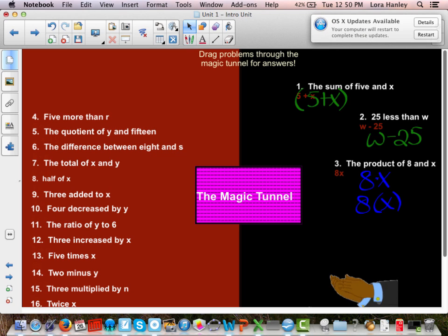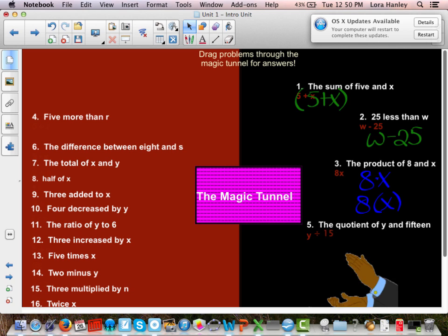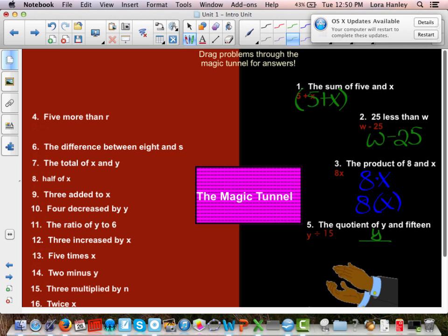The quotient of y and 15. So quotient is division, and when you see the quotient, again, we want to think parentheses if there's more to the problem. If there isn't, we might not need them. But quotient of y and 15, I'm going to write it as I read it. So y divided by 15. Then multiple ways to represent that. Here they have the division symbol. We can also do y over 15 or y divided by 15.